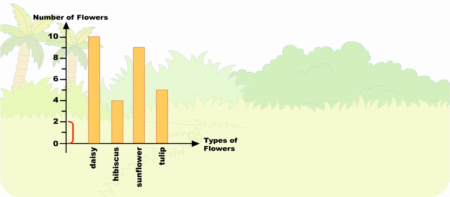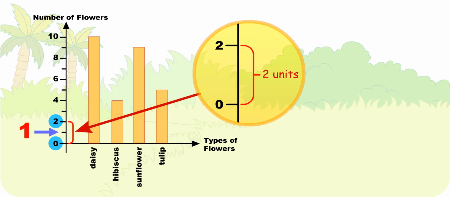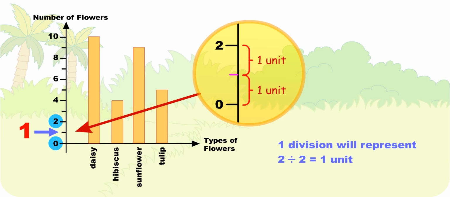Look at this graph. What is the number which is missing? It is in the middle of 0 and 2. I know that 1 is between 0 and 2, so the missing number must be 1. Well done! As you can see from the scale, 1 division is 2 units. If I were to subdivide that division into 2, now 2 divisions represent 2 units. So 1 division will represent 2 divided by 2 equals 1 unit.